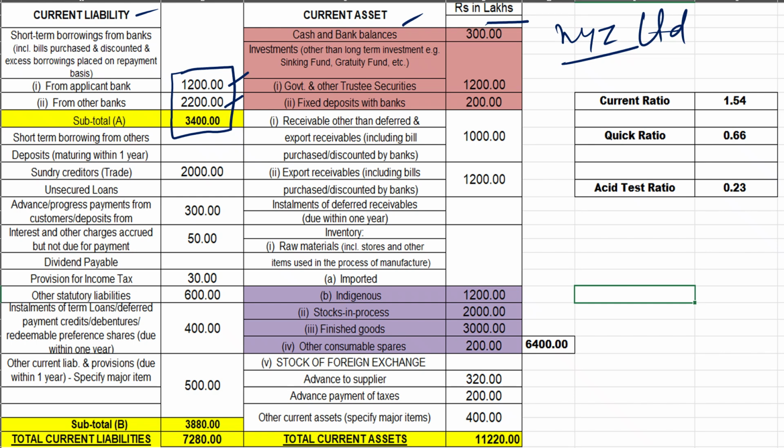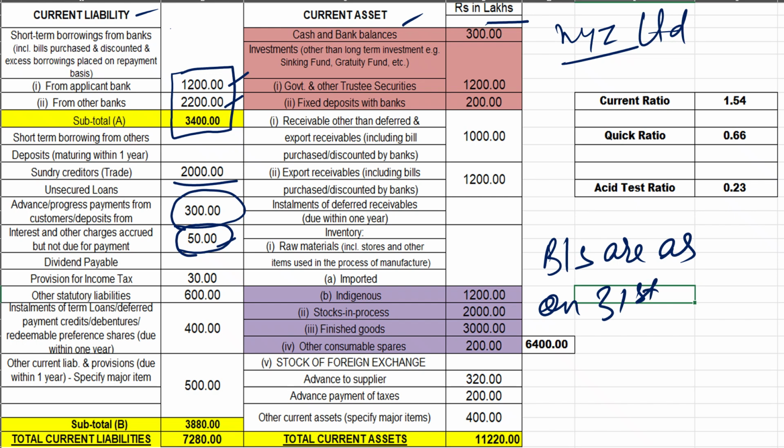Then it has sundry creditors of 2000. Then advance progress payment from customer deposit, this is 300. Advance it has received from its customer. Interest accrued but not paid. Suppose the interest payment date is 10th of every month. So the interest of March month is not paid, because all the balance sheets are as on 31st March of the year.